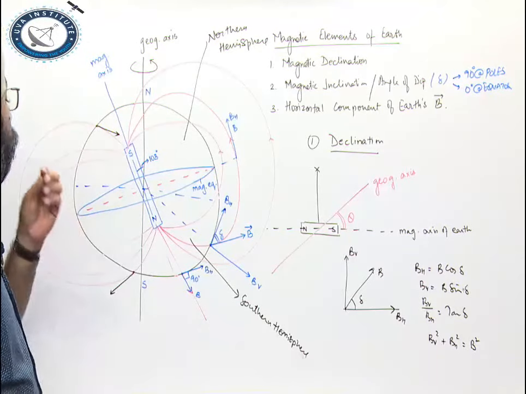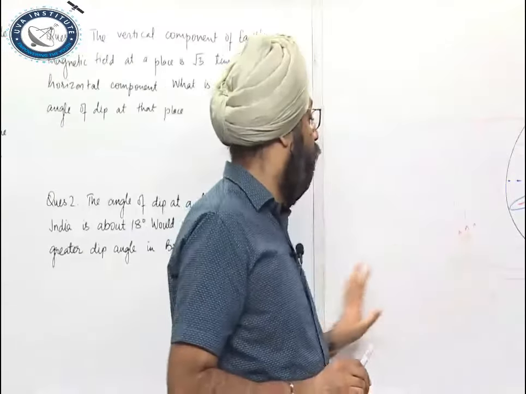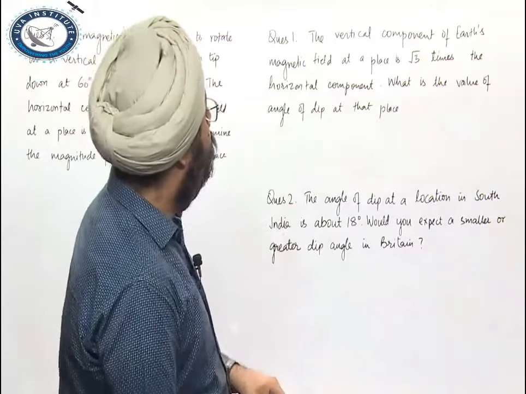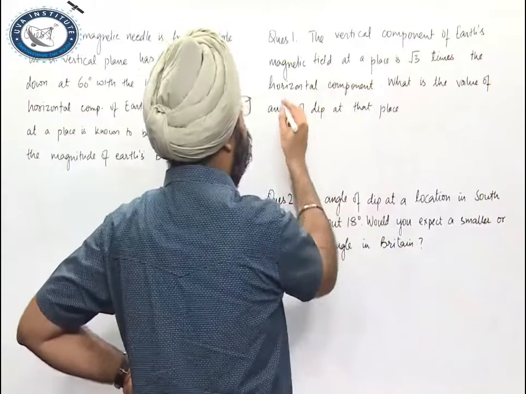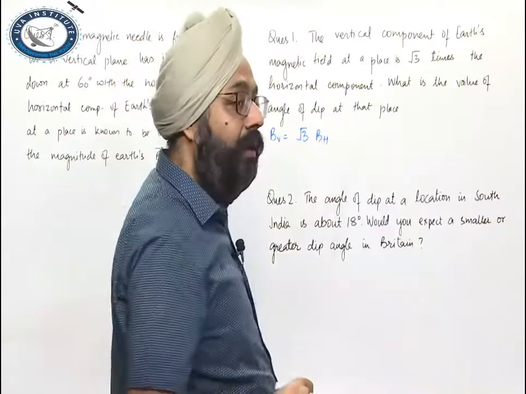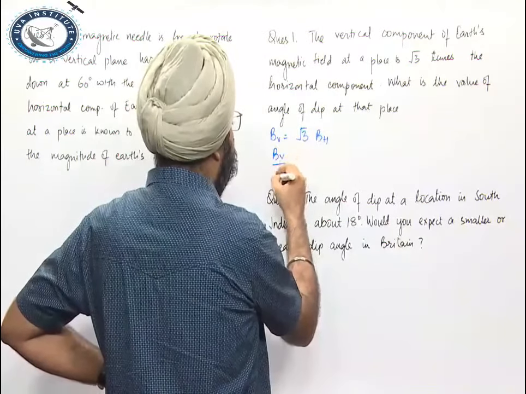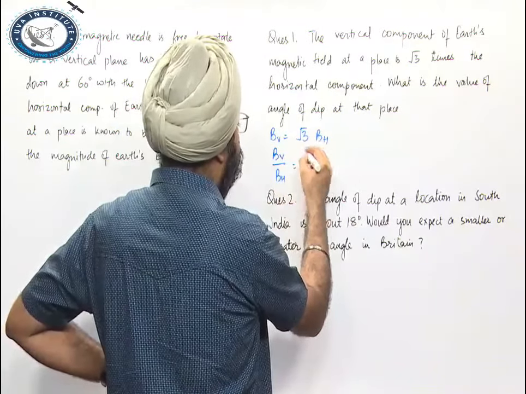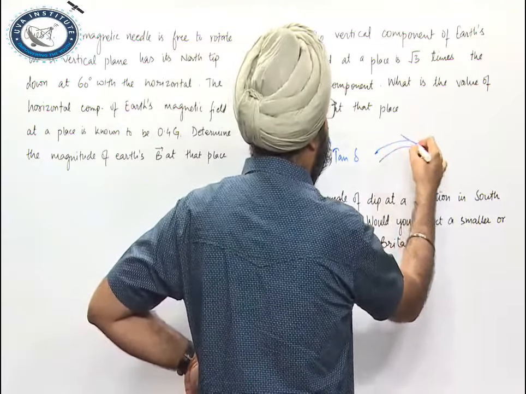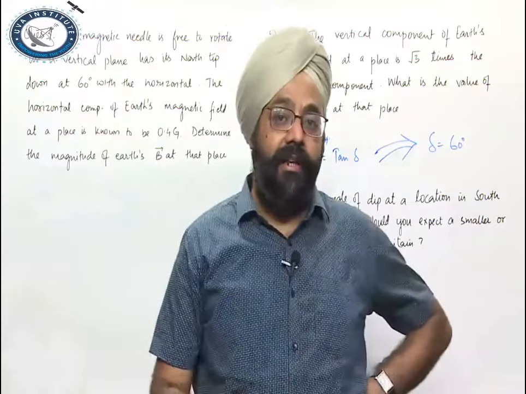Right? Now let's see 2-3 questions from your previous year board exam papers. The questions are very simple. The first question is, the vertical component of Earth's magnetic field at a place is √3 times the horizontal component, that is, BV is equal to √3 times the horizontal component. What is the value of the angle of dip? BV upon BH is √3, and BV upon BH is tan delta, so tan delta is √3. This implies delta is equal to 60 degrees. So the angle of dip at this place is 60 degrees.